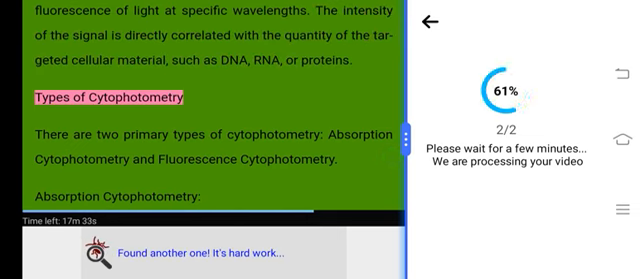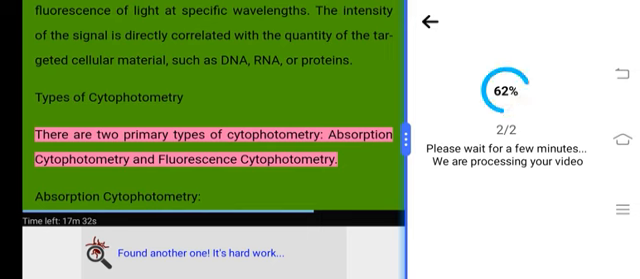Types of cytophotometry. There are two primary types of cytophotometry: absorption cytophotometry and fluorescence cytophotometry.